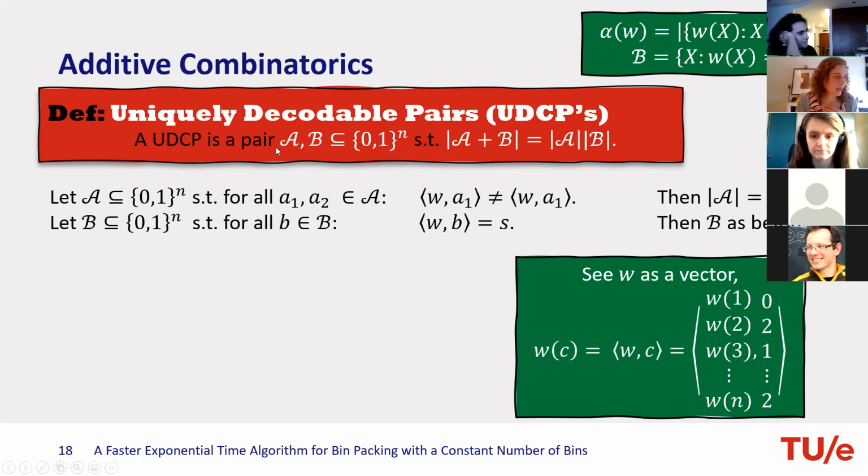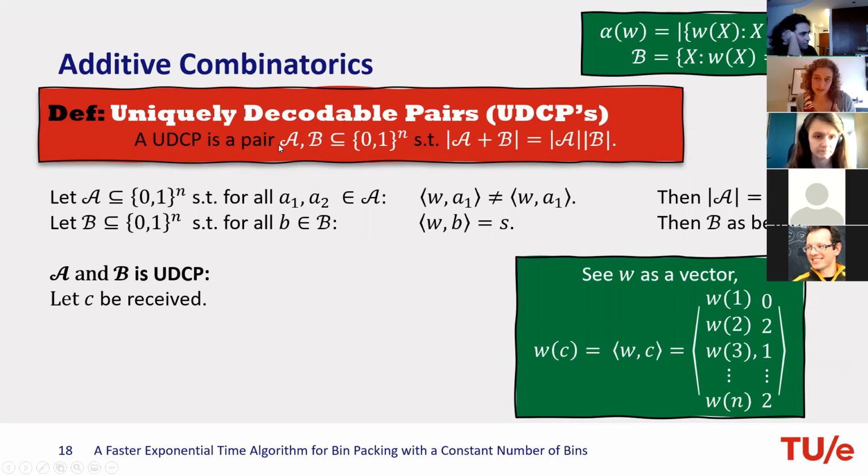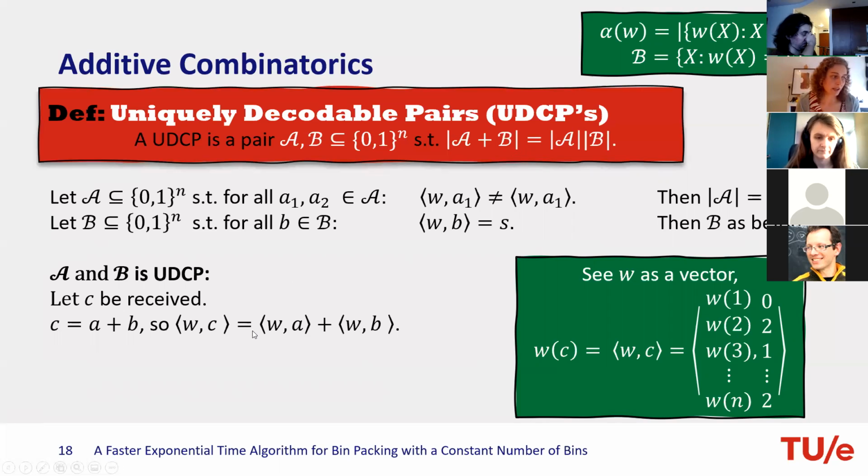And now my statement is that A and B are UDCP because, well, let C be the received message. I know that C was a combination of a and b, so C is equal to a plus b, but I also can compute the weight of C. So let's do that. Weight of C, that's equal to the weight of a plus the weight of b. But I already knew what the weight of b was because I assumed that all the weights of B were equal to S. So because of that, I can find the weight of a. And because I said that all the weights in A are unique, I can actually find which set had exactly that weight. And I know, therefore, what the message a was.